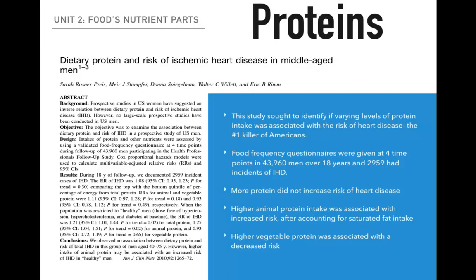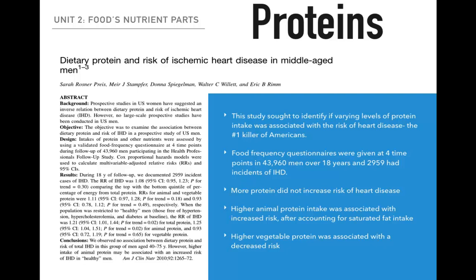This study sought to identify if varying levels of protein intake was associated with the risk of heart disease, of course, the number one killer of Americans. After 44,000 people were surveyed with a food frequency questionnaire, and about 3,000 of whom had had heart disease, the results showed no links between total protein intake and heart disease risk, but it did show that a higher animal protein intake was associated with increased heart disease risk.